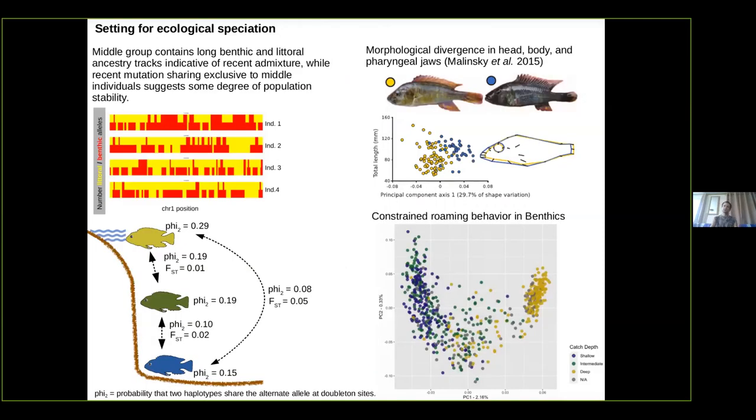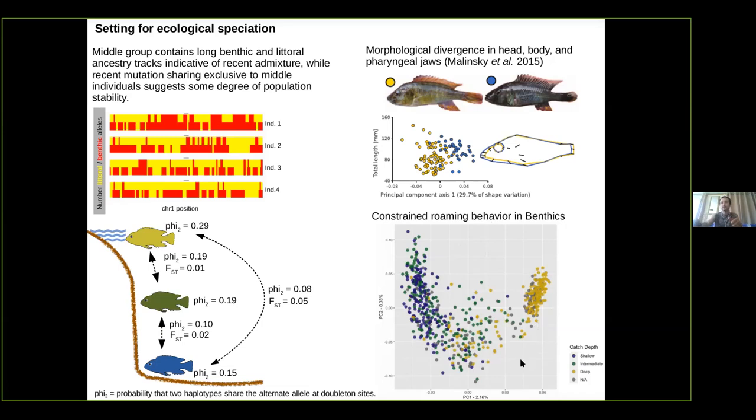So what's going on in Masoko? Why is it a good setting to perhaps study ecological speciation? Well, one is because, like I said, there's the shallow, which we call littoral morph, and a deep morph, and they have diverged morphologically, both in terms of body color and head shape, body shape, and the pharyngeal jaws. So for instance, relative to the benthics, the littorals have a more narrow, slender head. This PCA here is showing the colors according to their catch depth.